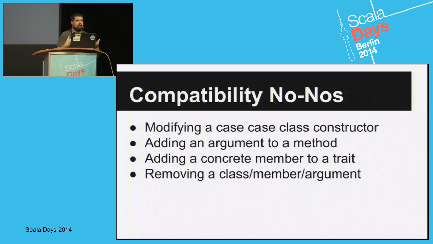There's a set of compatibility no-nos here. If you're trying to make something binary compatible, here are things you can't do. Do not modify the case class constructor. Just don't. Do not add an argument to a method. It's okay to add a new method that overloads the previous one with the new argument, but you can't actually add an argument to the original method. Okay? You can add a concrete member to a trait, except generally, even though sometimes this remains binary compatible, it just explodes at runtime. So it's not really binary compatible, okay? And do not remove anything out of a class. Any sort of public thing in a class member or argument, don't do it.